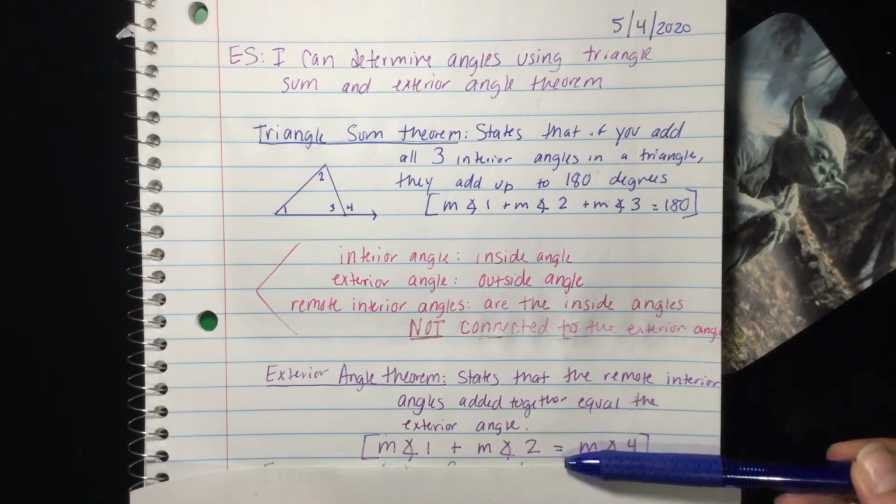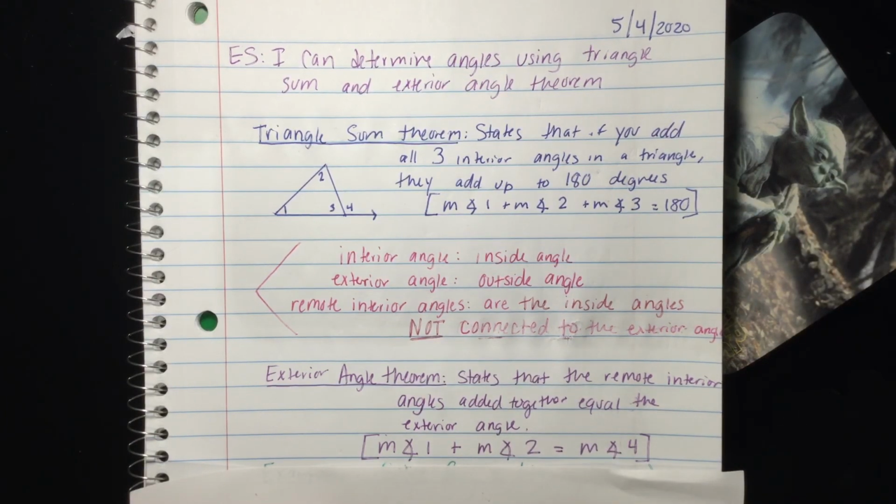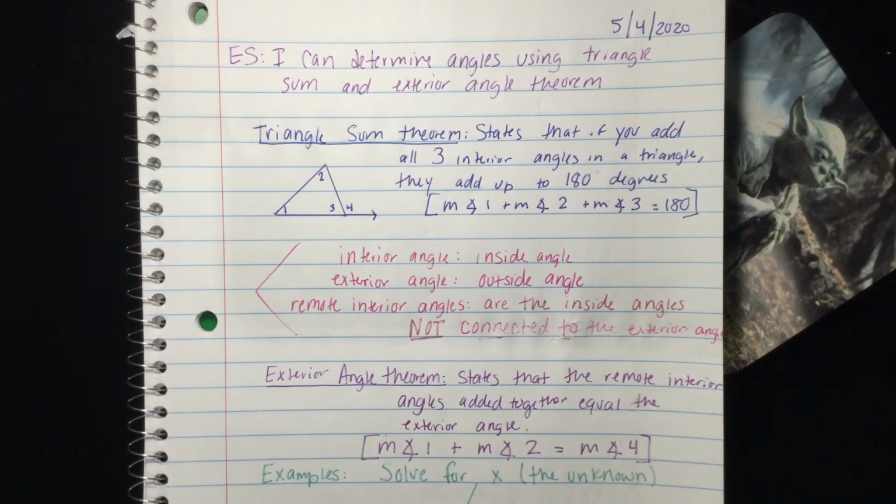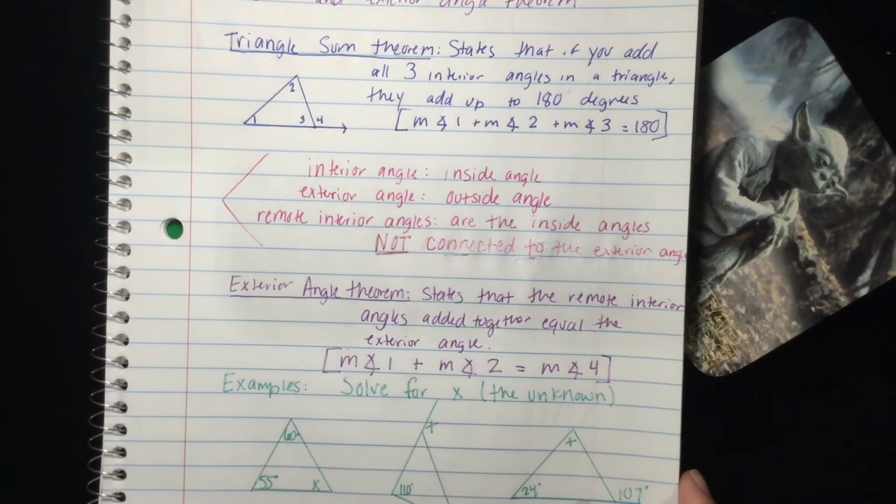So these two theorems are what we're going to be going over today. It's going to be short, sweet, and simple. And if you have any questions, let me know. So we're going to get to 3 different examples of solving for the unknown.